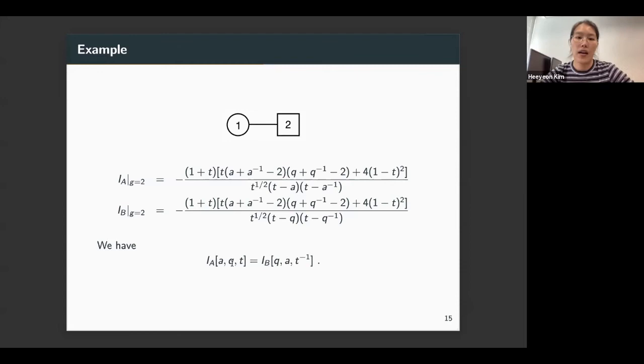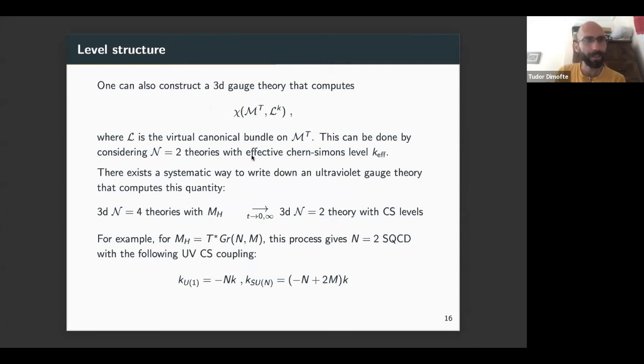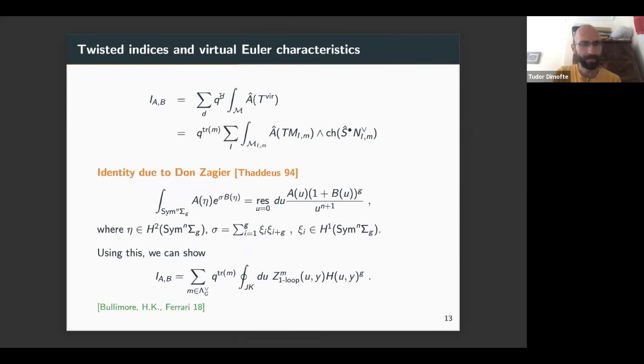Yeah, and there's a question in the chat from Jacques about what the contour of integration is in the previous slide. Actually, I'm going to discuss this more when I discuss the wall crossing of the twisted indices.